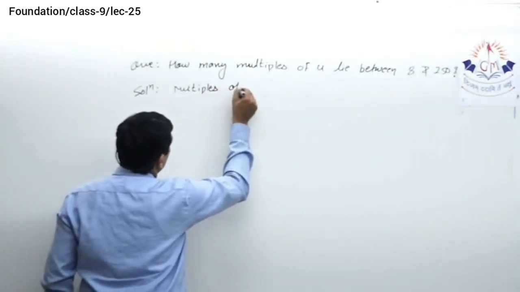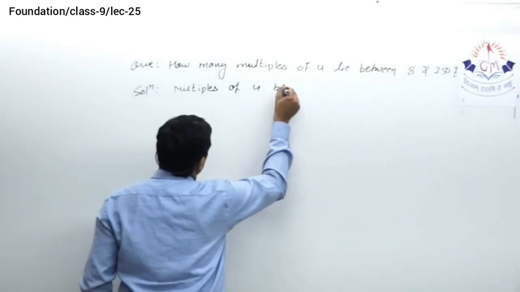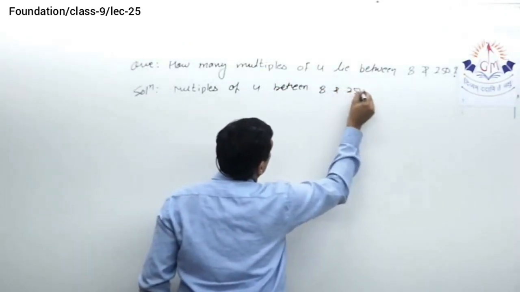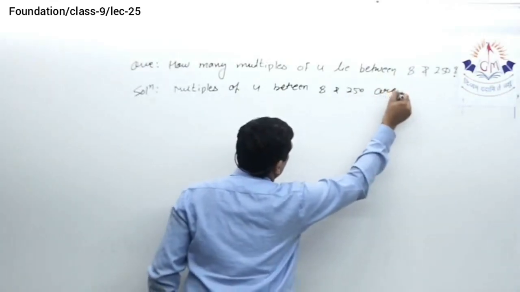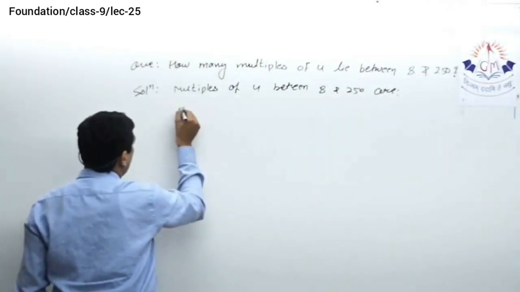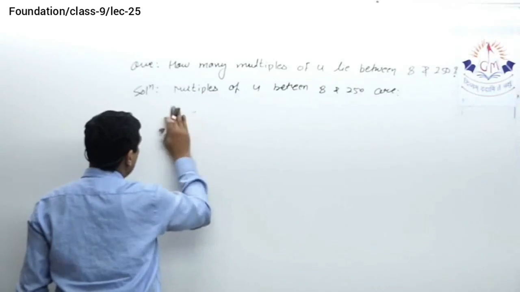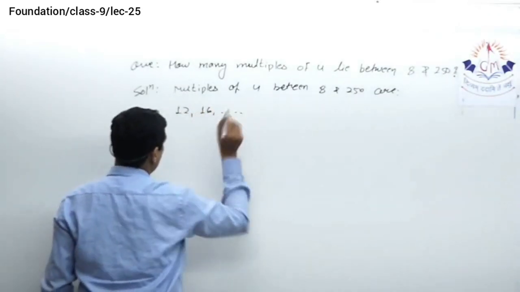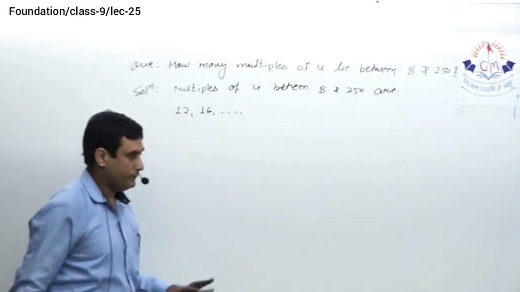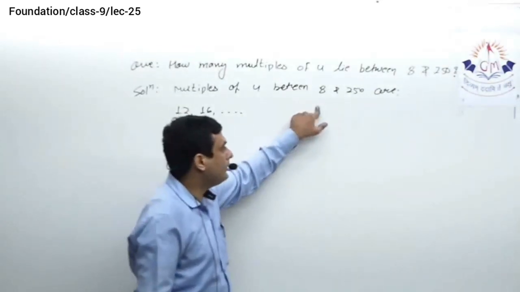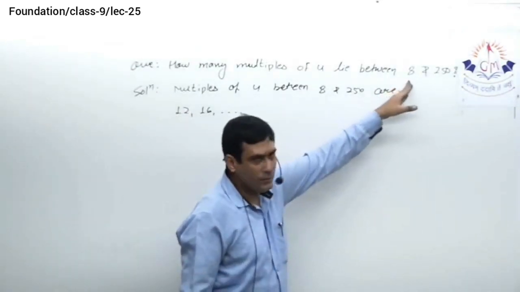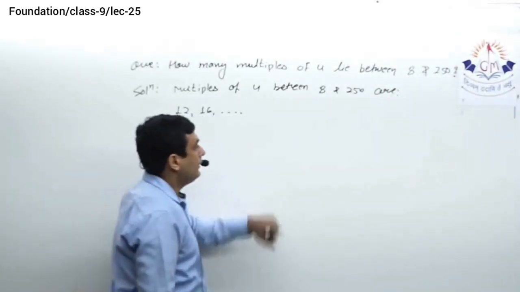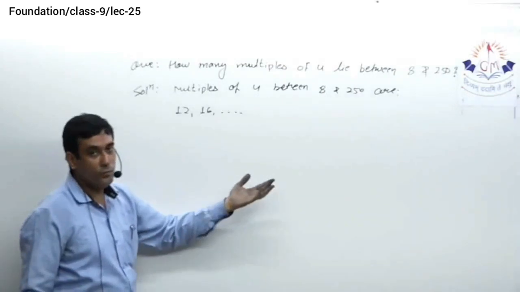Multiples of 4 between 8 and 250 are 8, then 12, then 16. Now we have to obtain the last one. It was easy to get the first because it starts from 8. Now how to get the last multiple of 4?